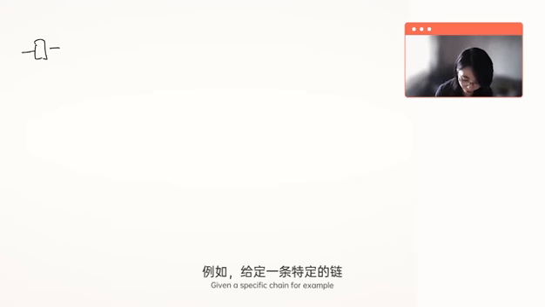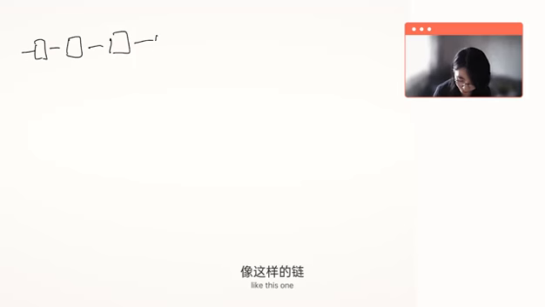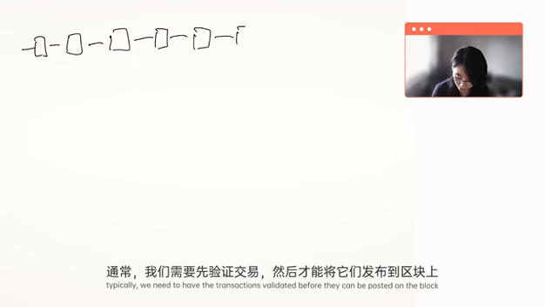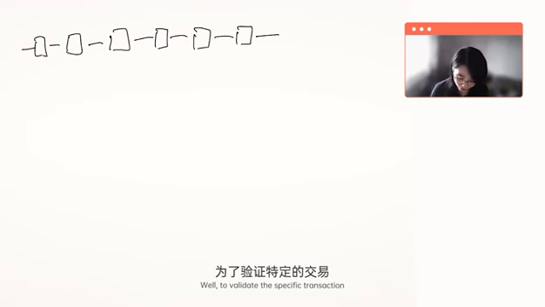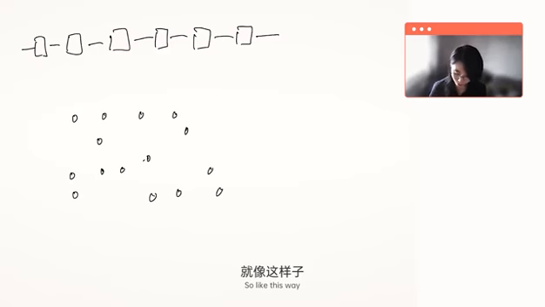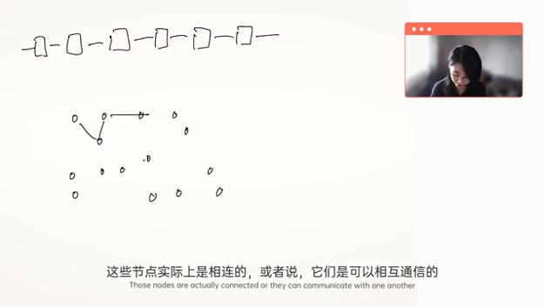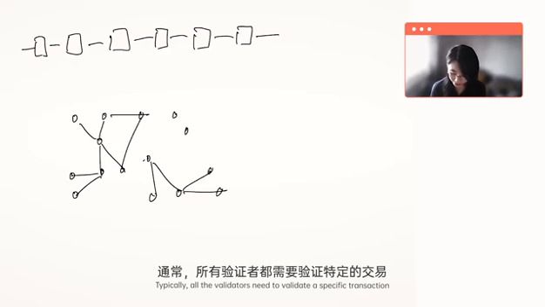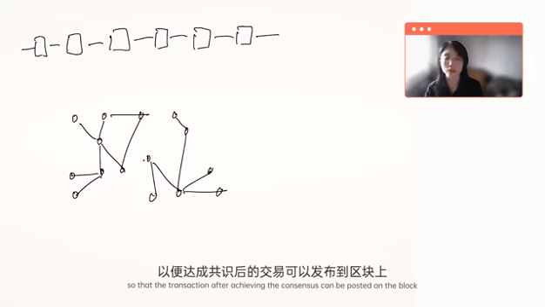Another key technique is the sharding. Given a specific chain, for example, like this one, typically we need to have the transactions validated before they can be posted on the block. Well, to validate a specific transaction, we usually have to have a group of nodes working as validators. Okay, so like this way. Those nodes are actually connected, or they can communicate with one another.